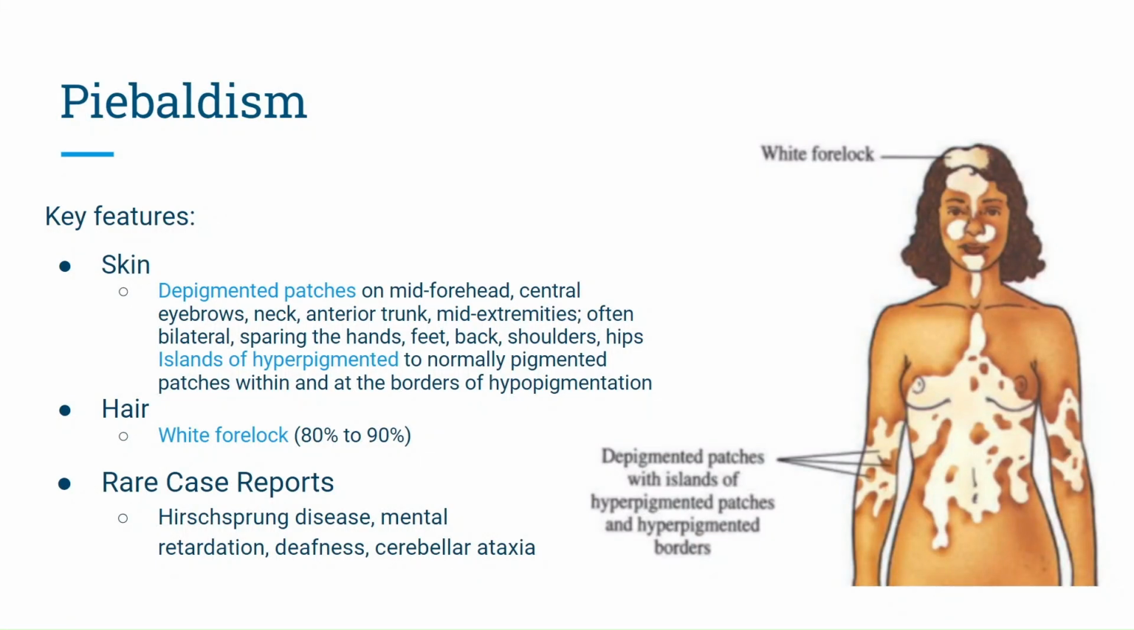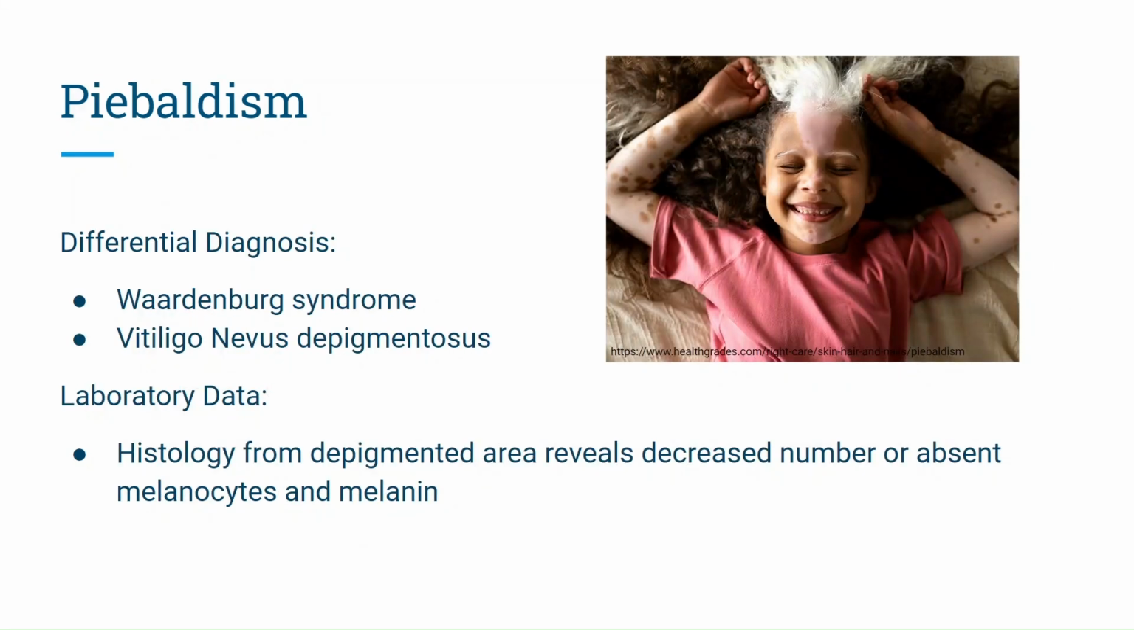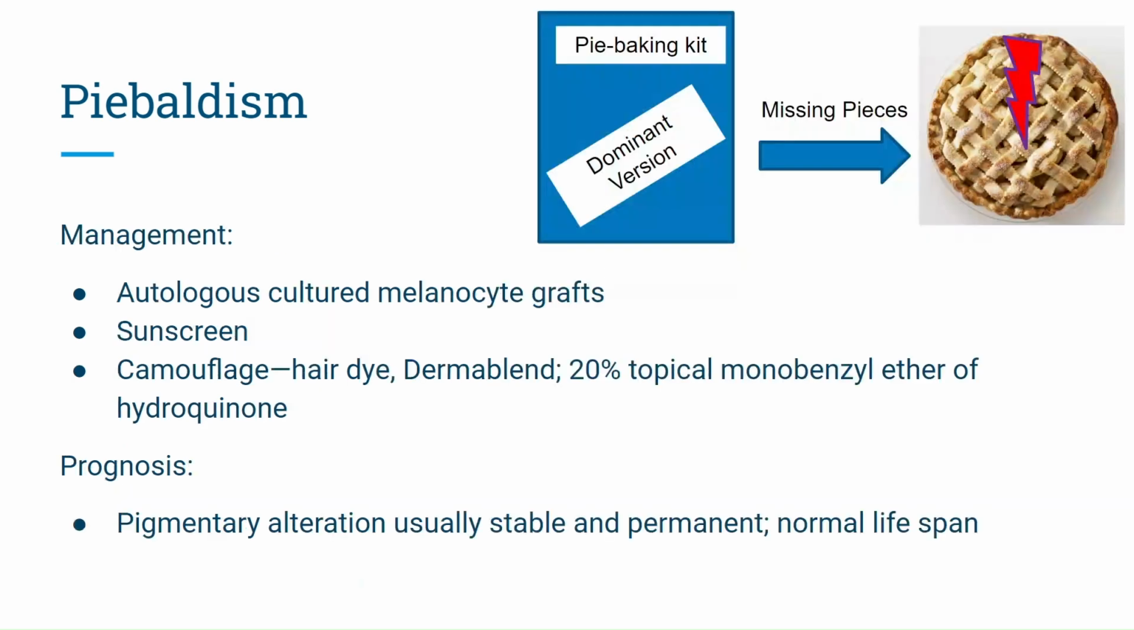You'll notice in the skin depigmented patches. So not just hypopigmented, depigmented patches on the mid-forehead, central eyebrows, neck, anterior trunk, mid-extremities, etc. You'll have islands of hyperpigmentation, and that's normally within or at the borders of the hypopigmentation. You'll see that white forelock. You'll see also rarely Hirschsprung disease, mental retardation, deafness, and cerebellar ataxia. On your differential here, Waardenburg and vitiligo, nevus depigmentosus. Histology from depigmented areas reveals basically absent melanocytes and melanin altogether because it is a depigmentation, not a hypopigmentation.